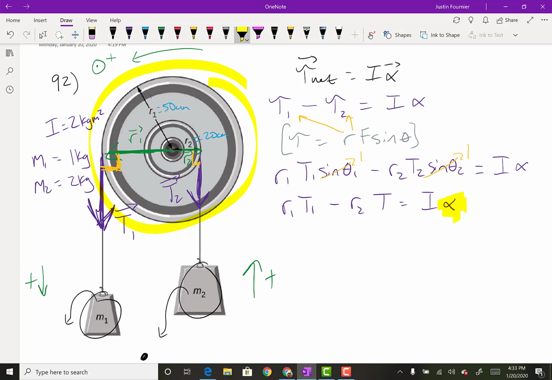I know the moment of inertia. They gave it to me. Let's see, I know R2. I know R1. They gave those to me. And T2. So T1 and T2 are the only things I don't know.